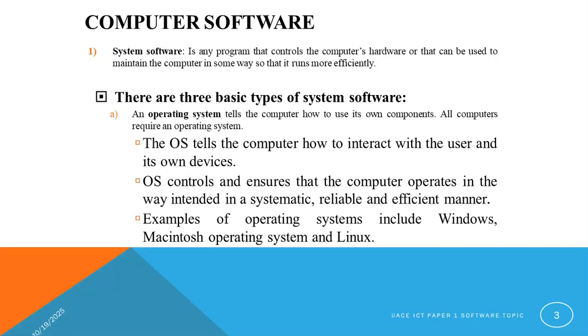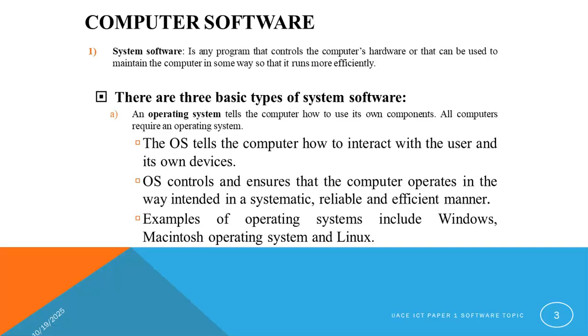For the system software, we look at the software that helps us to control computer hardware, or can be used to maintain the computer in any way and makes sure the computer is running more efficiently. For the case in point, we talk of the operating system, we talk of the utility software. All those software help us to run the computer efficiently. So if you are to describe a system software, make sure you say it is a program that controls computer hardware and can be used to maintain the computer in any way.